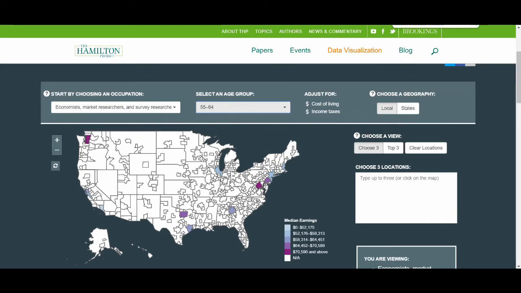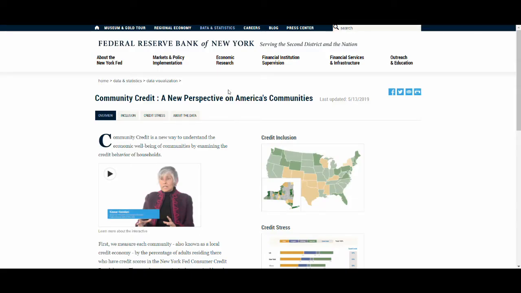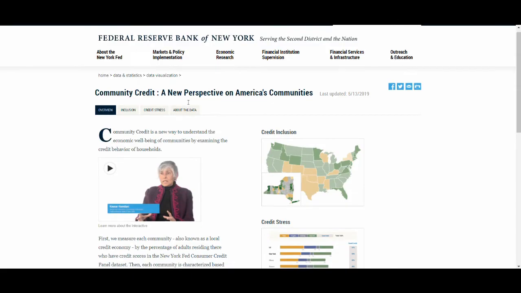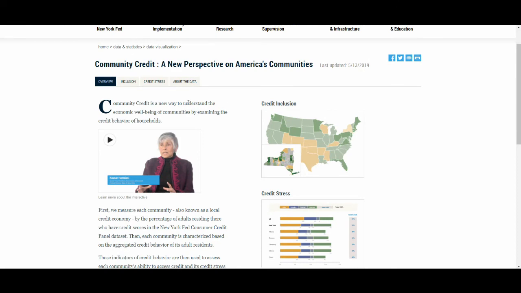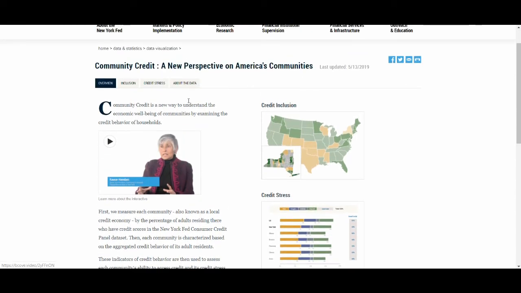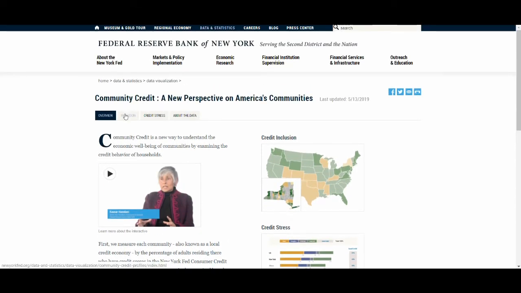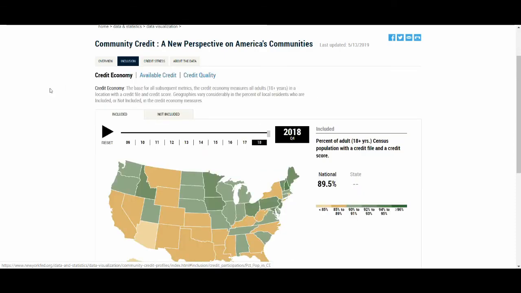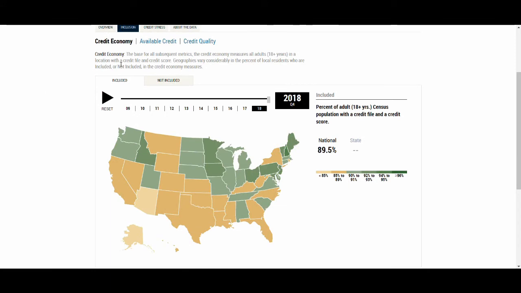Finally, I wanted to show you something from the New York Federal Reserve, their community credit interactive, which gives you some idea about the credit profiles for certain areas of the country. So, for example, if we were to look at credit inclusion data, you can see the percent of adults 18 years and older from the census population with a credit file and a credit score. Let's look more specifically at this in New York.